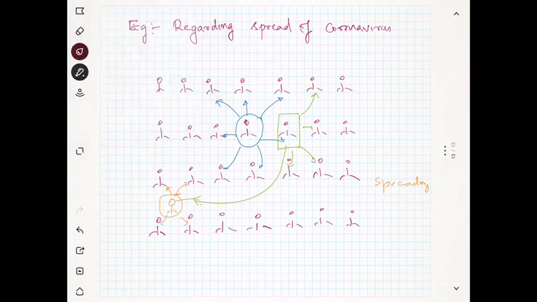Suppose two people got affected initially. What will happen then? They can give it to a larger number of persons, so new cases will arise. The new cases will depend upon how many present cases there are.